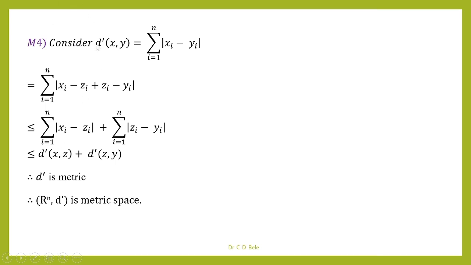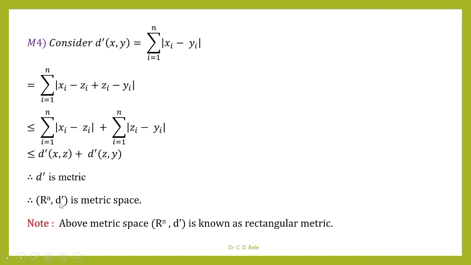So d' satisfies all four properties, and therefore d' is a metric, and therefore (R^n, d') is a metric space. Now this metric is known as the rectangular metric.